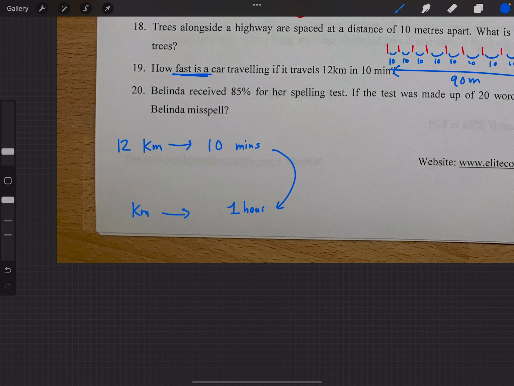An hour has 60 minutes, so that means we times this one by 6. From 10 to 60 you must multiply by 6. So 12 times 6 is 72. So the answer is 72 kilometers. You'll travel 72 kilometers in 1 hour, and that's your speed there.